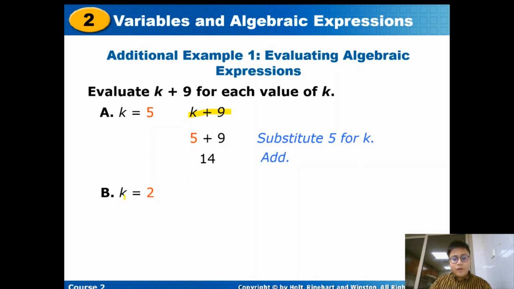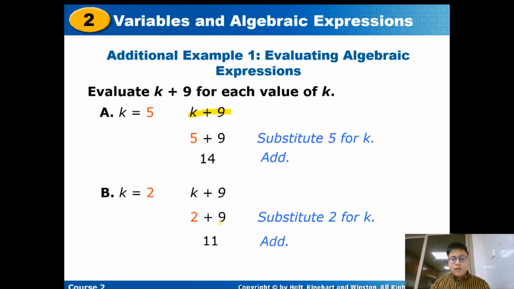Can you do letter B? So k plus 9, substitute 2. So it's 2 plus 9. Then add, it will give you 11. Again, I'll repeat the steps: substitute, then add.